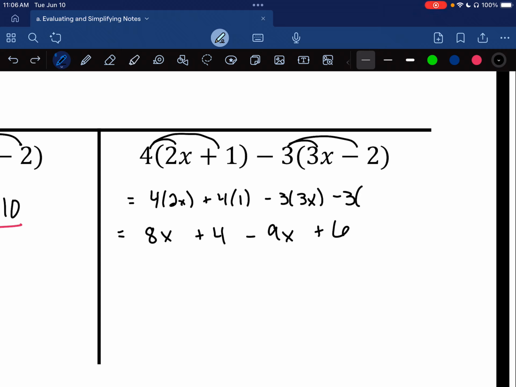All right, so there's no awards for speed. So we have 8x minus 9x. Those are like terms. They both have an x to the first power. And 4 and 6, those are like terms. So when we add those together, we are going to get negative x plus 10. And that's it, folks. Now we have kind of got the rest out of the way. We are ready to be solving some equations.